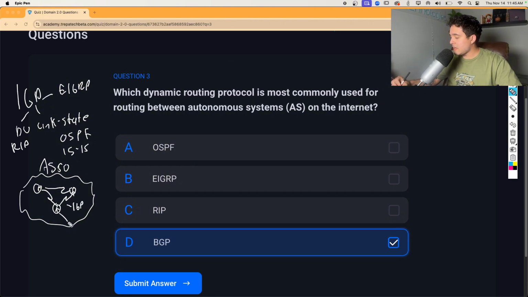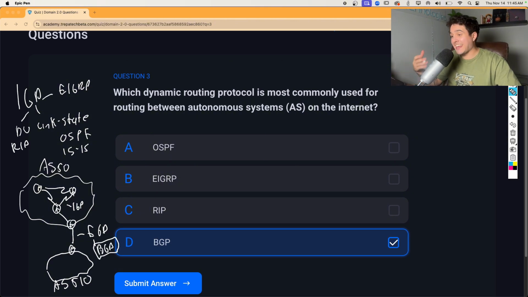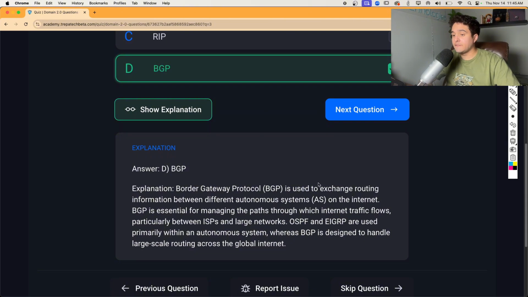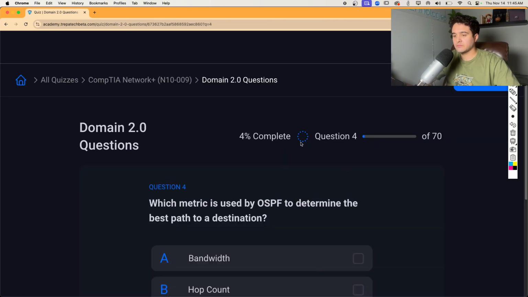But now let's say we have another autonomous system, AS 510. This connection between autonomous systems is going to be using an exterior gateway protocol called BGP, which, yes, is a routing protocol, but it's actually an application. It runs on layer 7, but that's BGP, okay? So that is the routing protocol we use for routing between autonomous systems. Pause the video if you'd like to read the explanation.